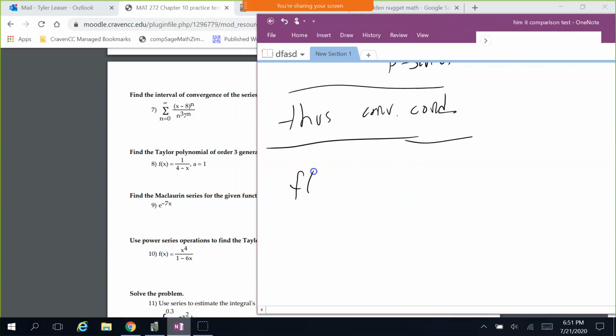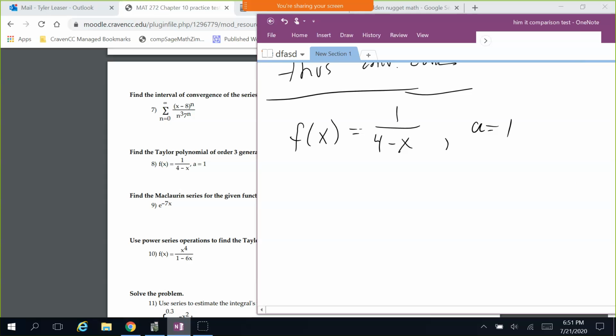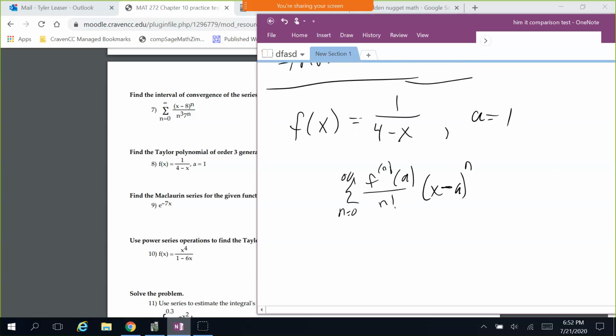Okay, so here we have the function. F of x is 1 over 4 minus x. And then we want our centering point to be a is equal to 1. So we're trying to find the Taylor polynomial up to order 3. So first we would go to our notes and we would grab the formula for the Taylor series. That's the sum going from 0 to infinity of the nth derivative, plugging in the centering point, divided by n factorial times x minus that centering point to the n. So this is just the formula for Taylor series.